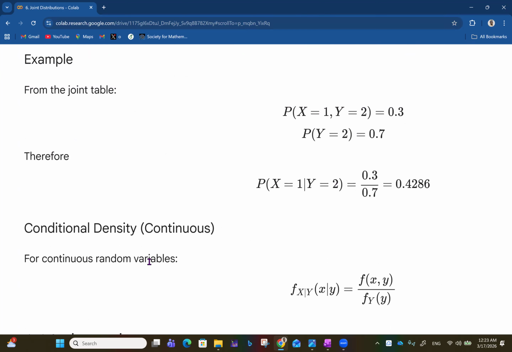The conditional density for continuous variables follows the same kind of idea. For continuous random variables, f of x given y, f sub X given Y of x given y, is equal to f of x comma y, all over f sub Y of y.